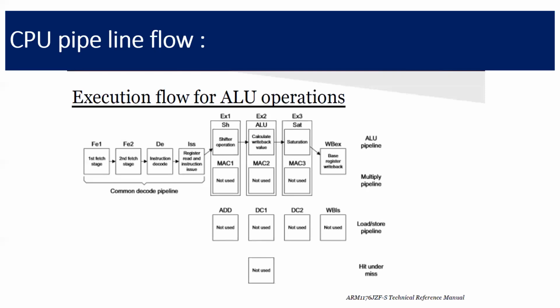This is used for integer operations. There is a separate coprocessor for floating point operations, and that separate coprocessor for floating point operations is called the vector floating point coprocessor.